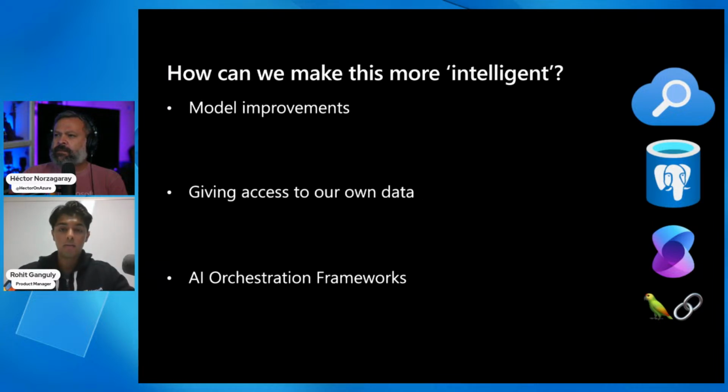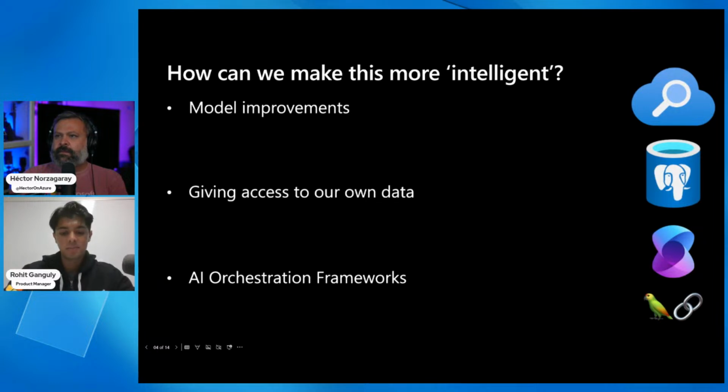First, we can look for model improvements. How does the model improve over time? For example, GPT 3.5 versus GPT 4.0 are going to be very different in terms of the output that they have. So that's one way intelligence can be improved. Next, you can give it access to your own data. For example, if I have documents like HR documents and I want it to be an HR assistant, we can give it some extra data to look through and provide in its responses. Next, we can also have AI orchestration frameworks, and I'll dive into more of these in a second.